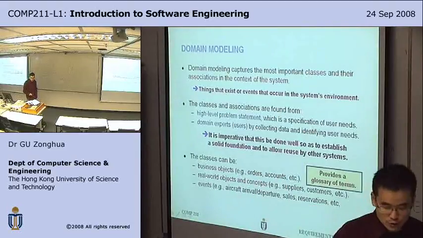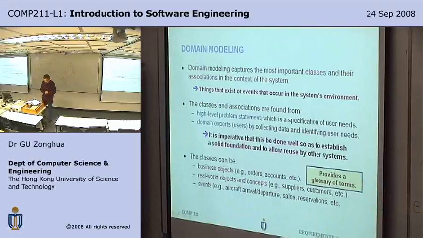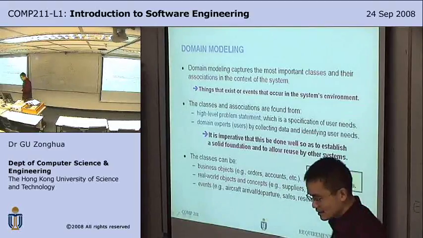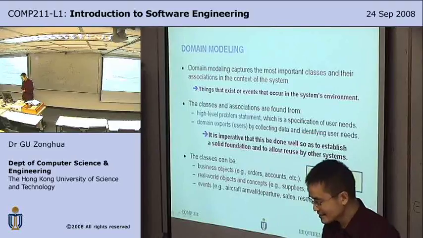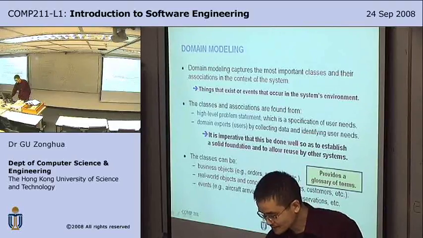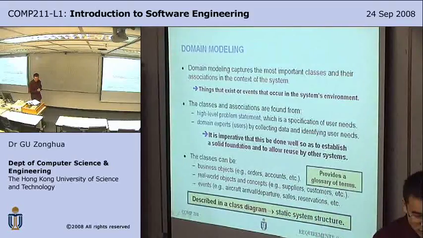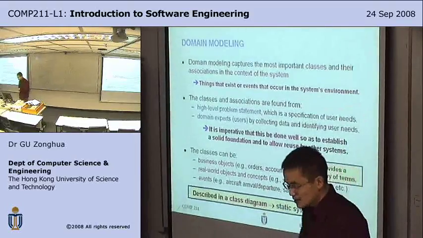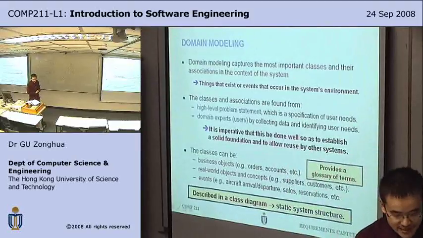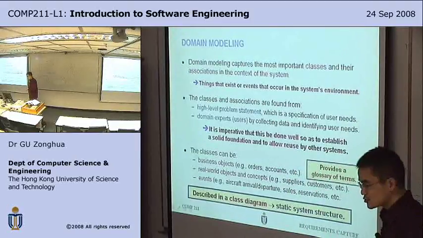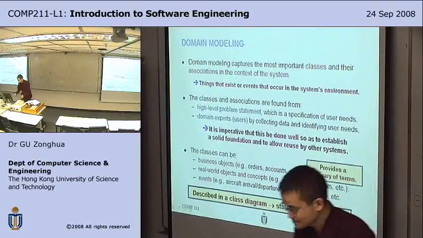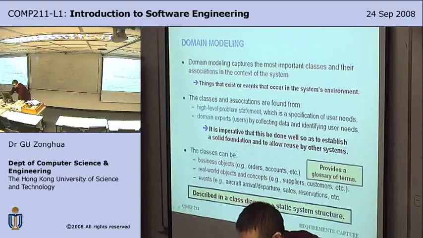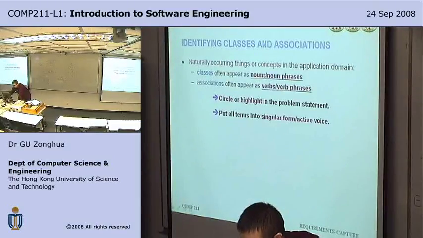So it provides a glossary of terms. The class diagram captures all the classes, and once you fix the terminology, it can be used throughout the rest of the project. So it's described in the class diagram. That is the static system structure, of which we have already discussed the basics of the class diagram before. Now we're trying to show its use in capturing the domain model. So identifying classes.